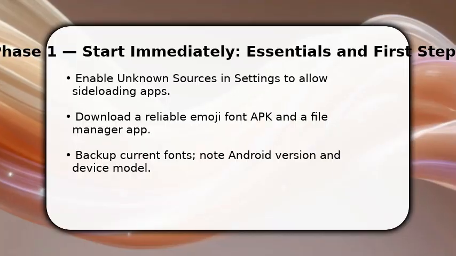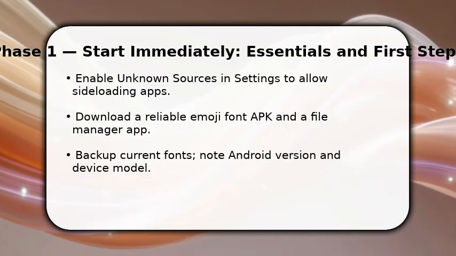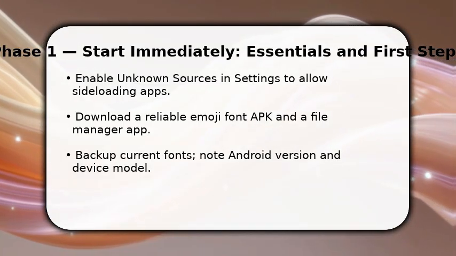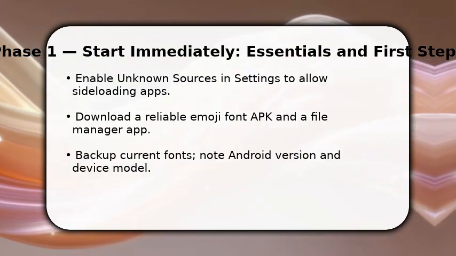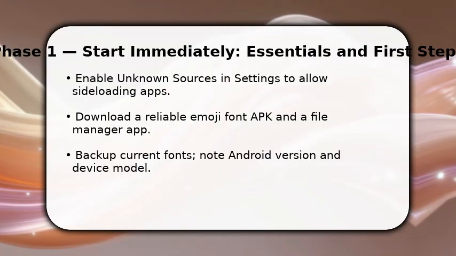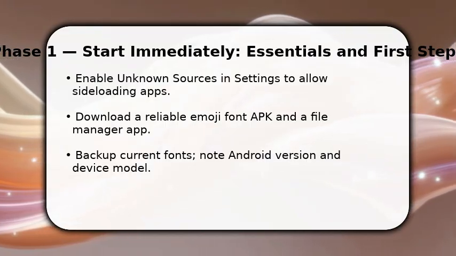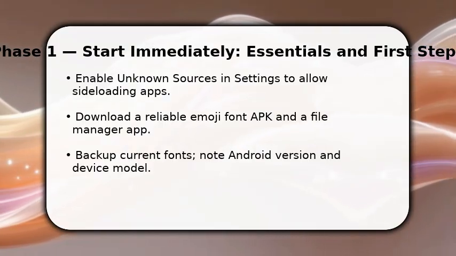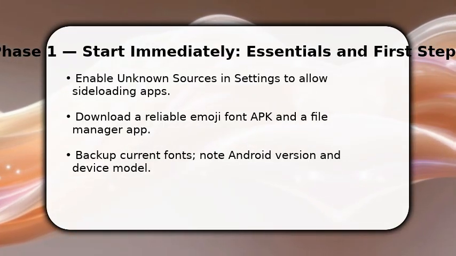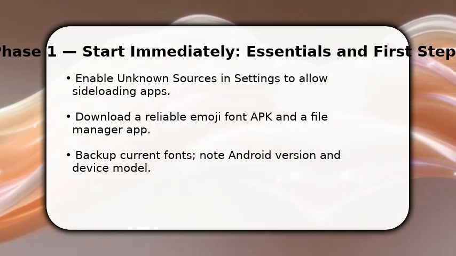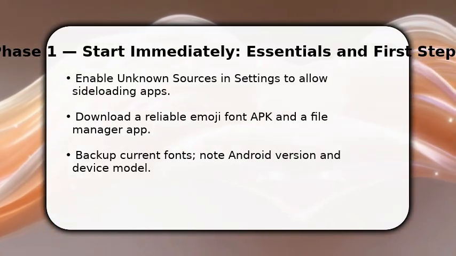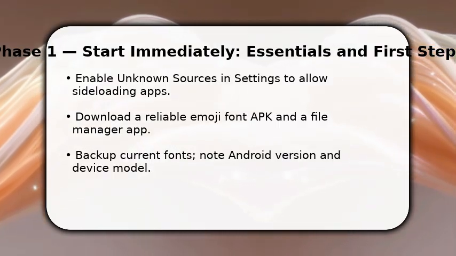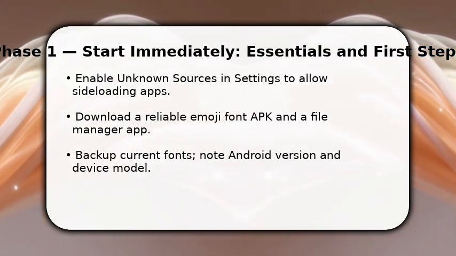Enjoy the video. You start by getting the tools and permissions you need now. Enable unknown sources so you can install a custom font APK and install a file manager with root or system access if required. Once done, download a trusted iPhone-style emoji font APK that matches your Android version. Make sure it's for Samsung One UI compatibility. Also back up your current fonts and note your Android build and model. This avoids mismatches and gives you a restore point if anything goes wrong.